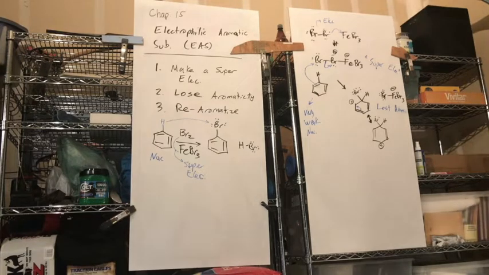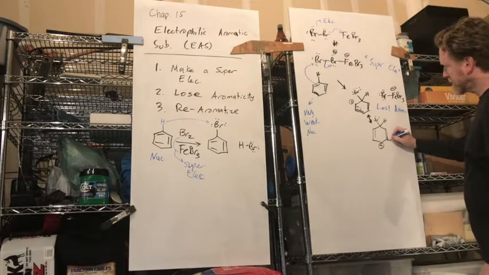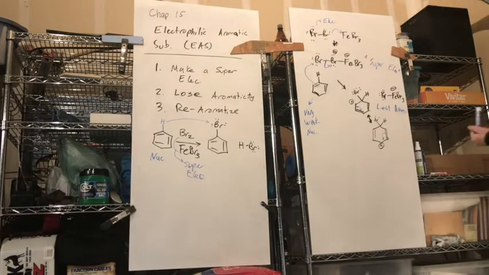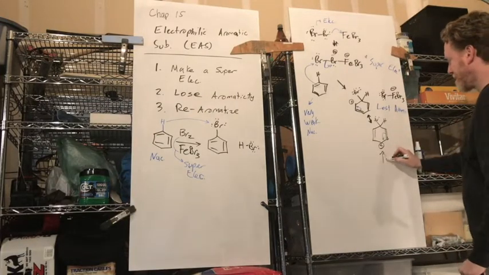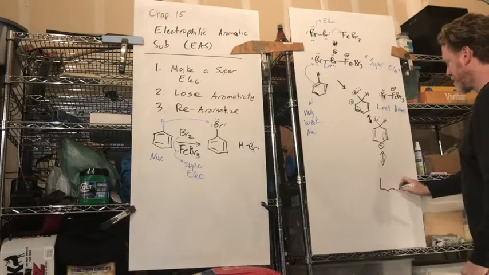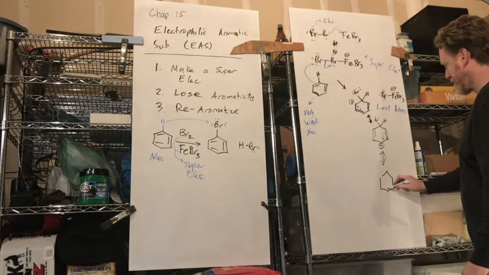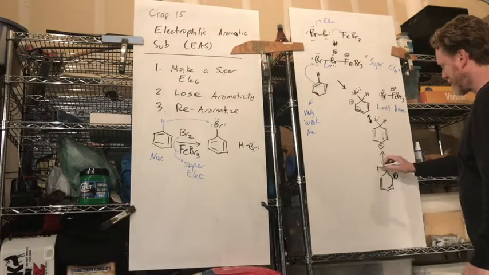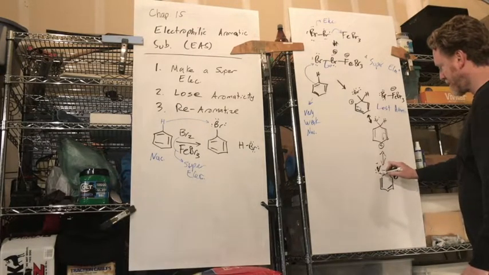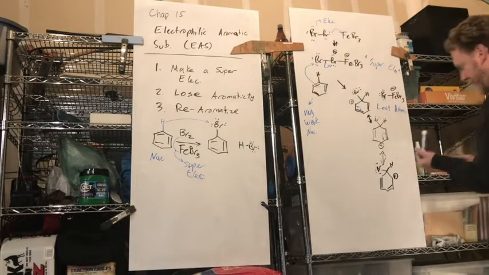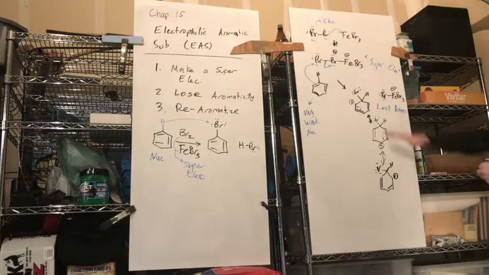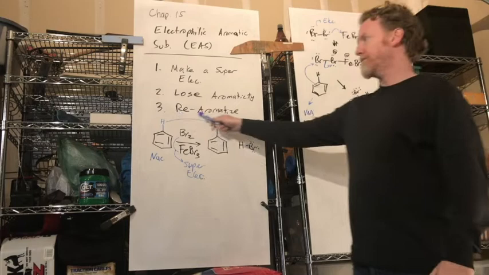And once again, I got more resonance. That pi bond can swing down there. All right, there we go. And that's it for the resonance for this one. And then we have one more step, re-aromatize.